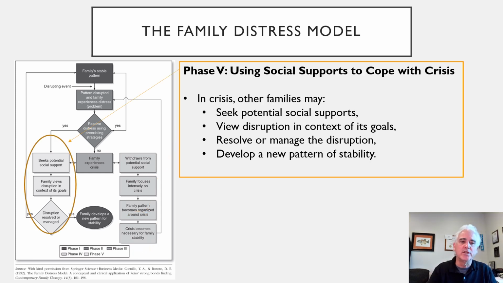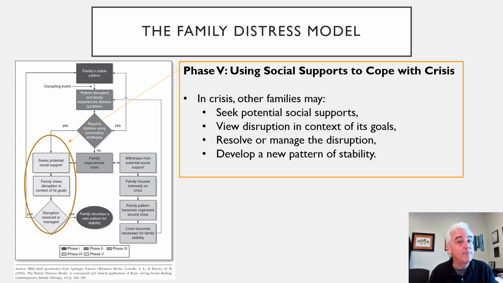Notice that the circle's changed to the left and is encompassing 3 separate constructs. So in crisis, families that don't organize around the crisis may seek potential social supports to help them deal with it. They may view this disruption in the context of their goals. Their goals may be a good marriage, or raising the children well, or helping the next generation move out of poverty, or building good moral kids, right? So they now have a disruption in those goals. And so they have to then resolve or somehow manage this disruption.